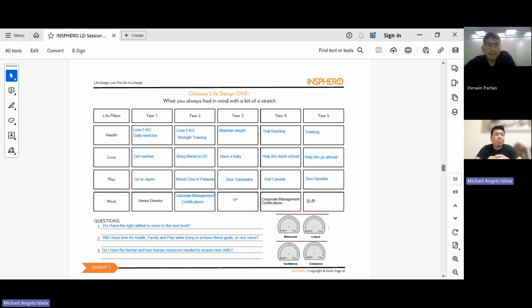In terms of my work pillar, being a senior director at this point, and at the same time also the site lead for Davao, it also aligns well. I like mentoring people. Mentorship is one of the things that I am good at, and this life design aligns with both my life pillars, especially around work, and my ikigai. Hence, I chose this life design as the compelling one for me.